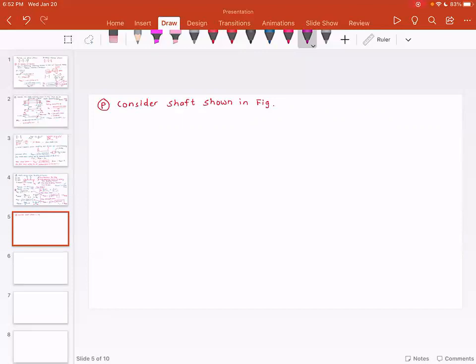And if you look at this shaft, it has different types of loading. It has the bending load, it has the shear load, and we have to find out the total stress. So this shaft is like this.